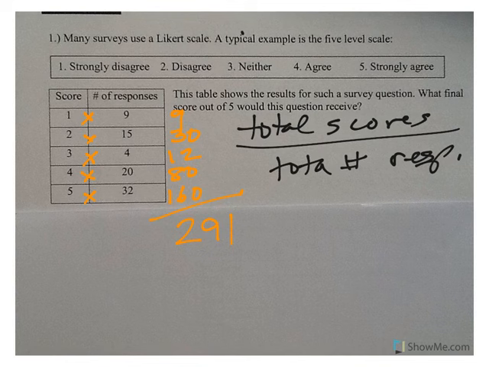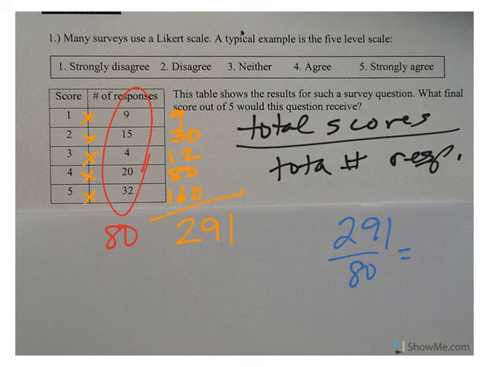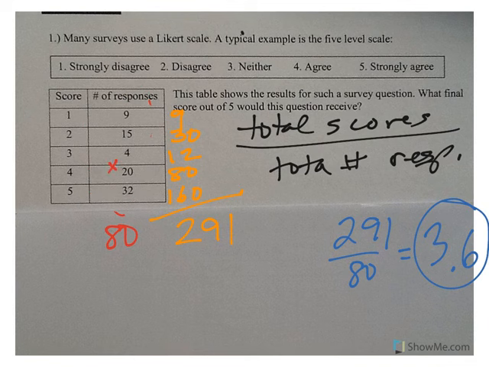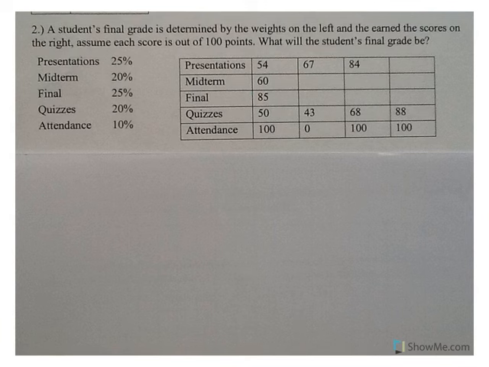So the total scores, when you add them up, give you 291. Well, how many total respondents? If we add all of these together, we end up with 80. So we would take 291 divided by 80 for a weighted average of 3.6. And yes, I rounded. If you look at the data over here, 3.6 falls about right here. That makes sense when a little more than half the data is above 3.6 and a little bit less than half is below. So it's kind of right in the middle. Okay.